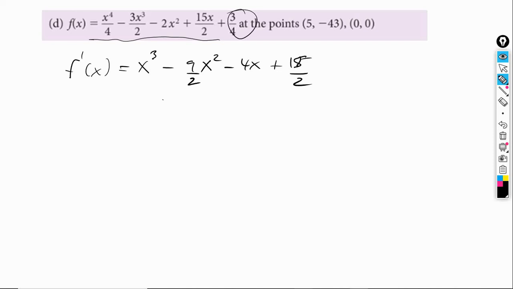Therefore, let's find the gradients of the graph at those points. So plug in to the derivative 5, and we're just going to get 0. So that means that at x equals 5, you're going to get a horizontal tangent. And then if you do the same for 0, plug it into the derivative, you are going to get something like 15/2. And that means that this is the gradient, again, at x equals 0. I'll let you guys do the verification on the calculator on your own.